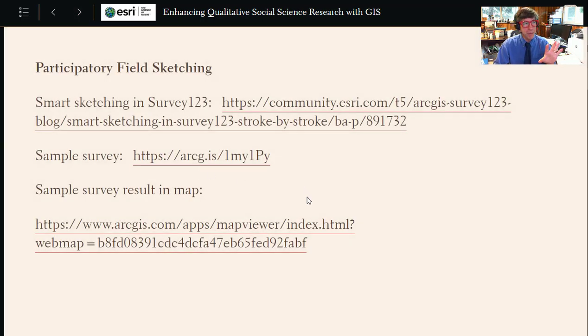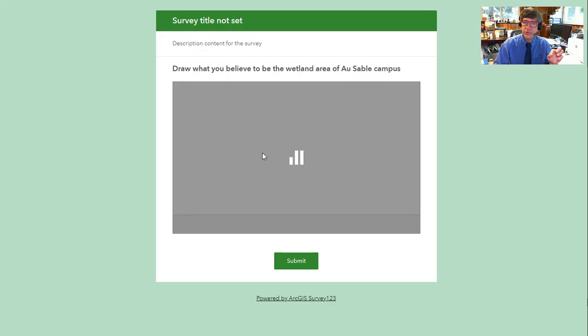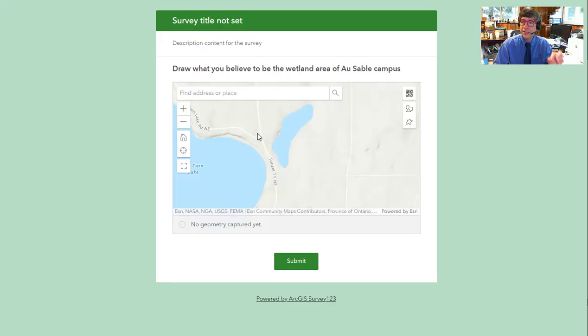Participatory field sketching. Remember at the beginning of this video where I talk about what's your favorite place in San Diego? We'll get to that in a moment. Smart sketching in Survey 123. You can actually sketch. That's one way of getting perspectives, attitudes. Sample survey. Let's take a look at that sample survey. What do you believe is the wetland area of the Ausable campus? This is a campus I teach environmental GIS in.